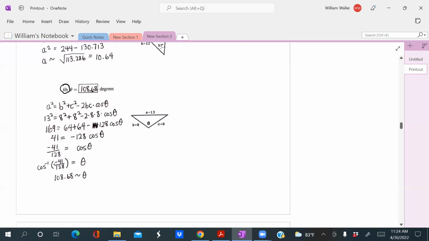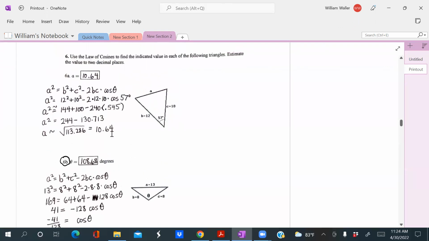And of course, that's not going to be a special angle, so we need our calculator to help us with this. So I just keyed this into the calculator, cosine inverse of minus 41 over 128, and in degree mode we get 108.68. So there it is. The size of theta is approximately 108.68 degrees in this triangle. So don't forget about law of cosines. That will be on the test for sure.